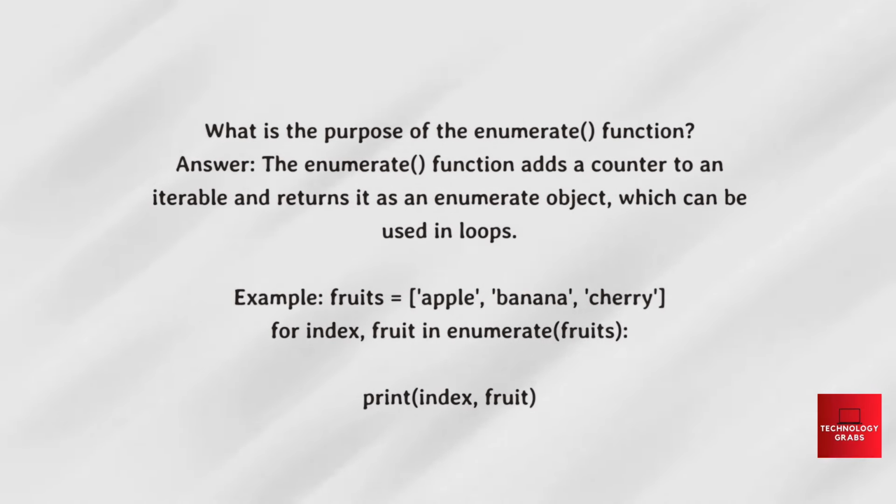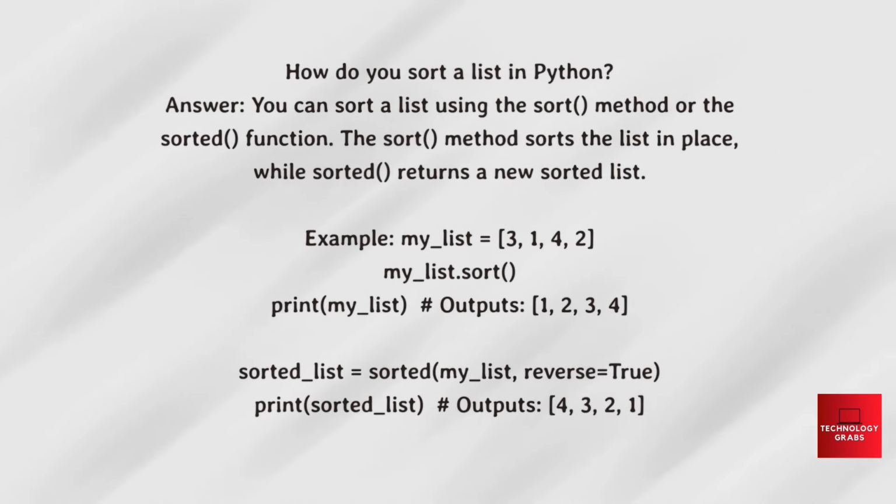What is the purpose of the enumerate function? Answer: The enumerate function adds a counter to an iterable and returns it as an enumerate object, which can be used in loops. Example: fruits = [apple, banana, cherry]; for index, fruit in enumerate(fruits): print(index, fruit).